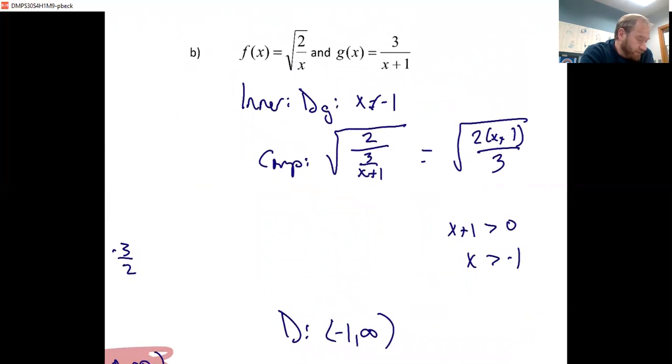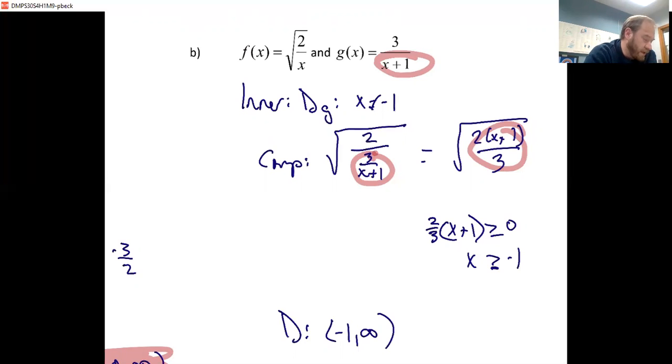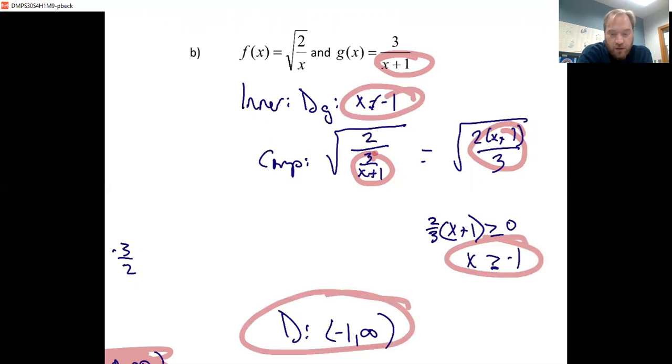On to part B. x is not allowed to equal -1. Do my composition, and then this one, let's multiply by the reciprocal. So now I would say x plus 1, and to be a little bit more official, 2/3 times x plus 1 has to be greater than or equal to 0. So x is greater than or equal to -1. And if we intersect that domain with that domain, we get only the values greater than -1.